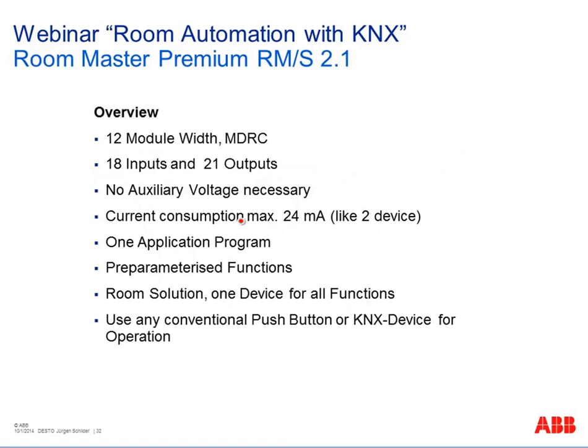Just an overview for the Room Master 2.1: 12 modules with 18 inputs, 21 outputs. No auxiliary voltage necessary for the component itself. For the power of the load, of course, you need external power connection.